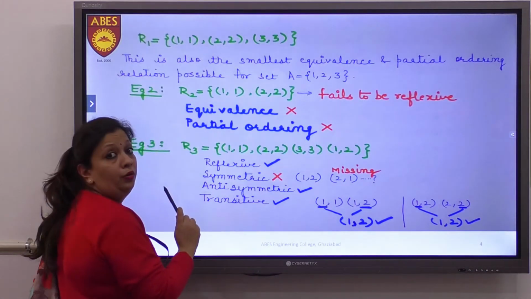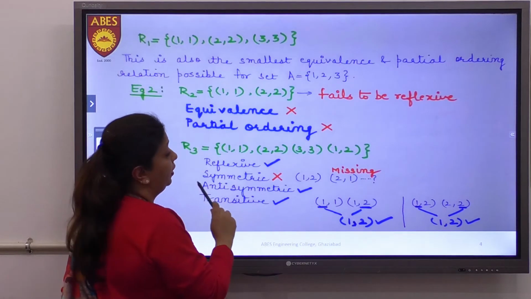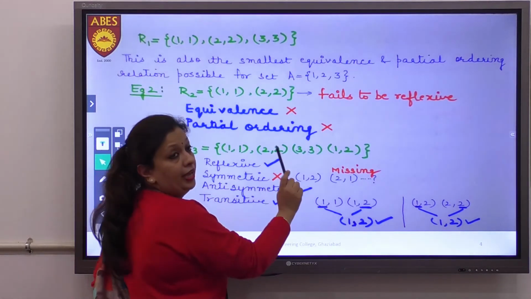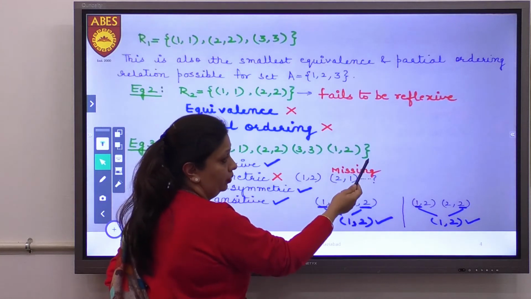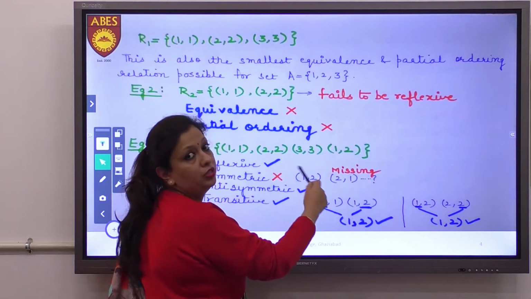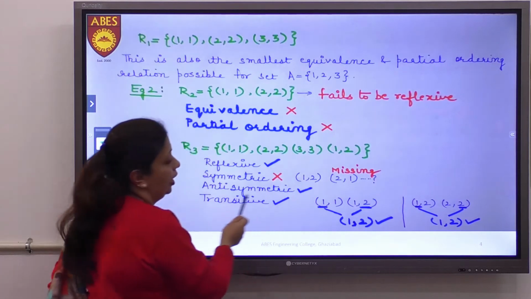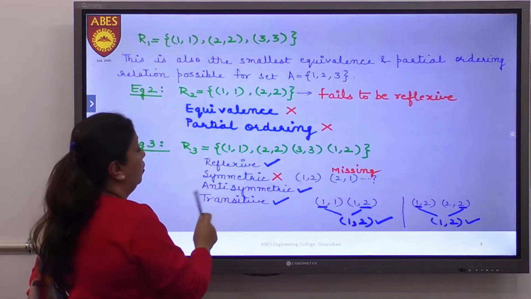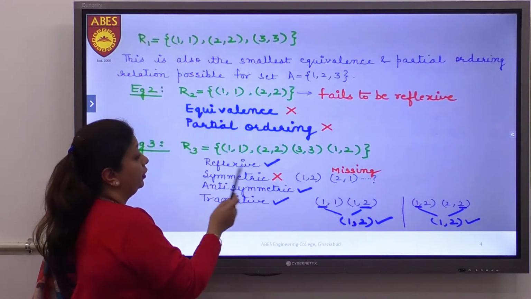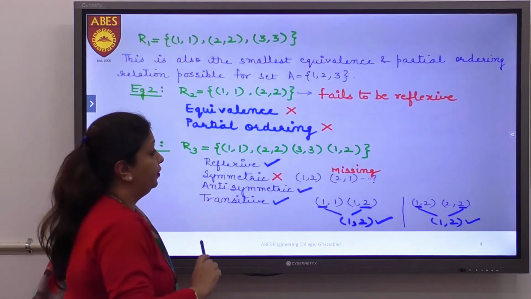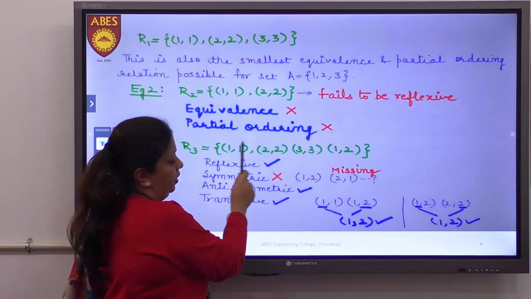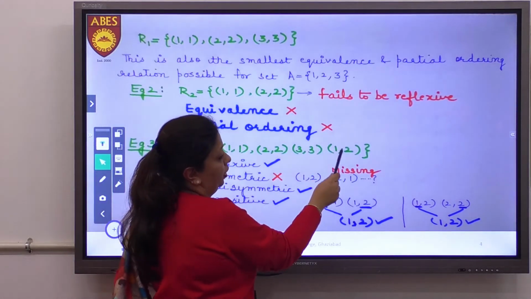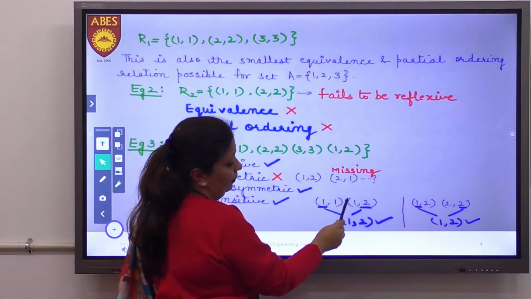Now let's talk about anti-symmetric. Anti-symmetric, why? Because all these are diagonal elements, so no problem. And for 1, 2 there is absence of 2, 1. So we can say that this is an anti-symmetric relation. Now talking about the transitivity. If I have this element 1, 1, that is A, B, then I can say that this is of the type B, C. A, B, B, C.